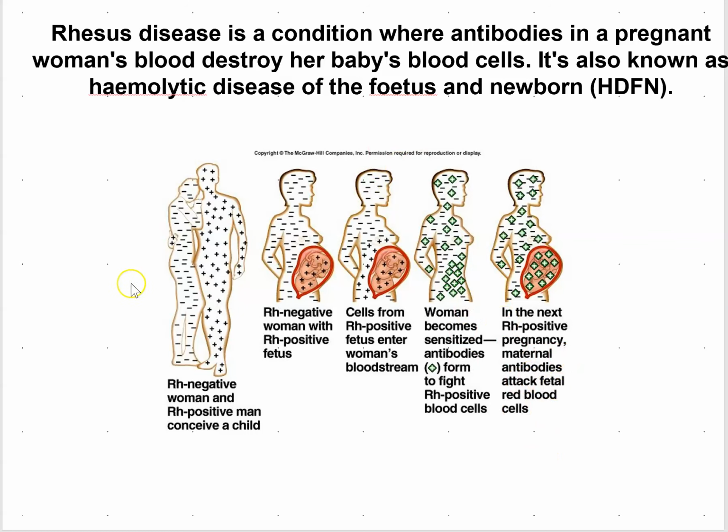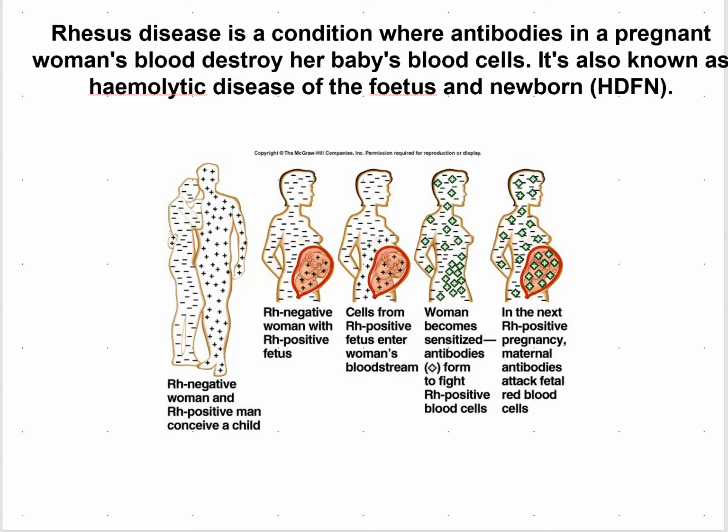Now, in rare conditions where, say, the woman has had a blood transfusion with the wrong blood type, she can have a miscarriage even in the first child, or it can also lead to HDFN in the first child.